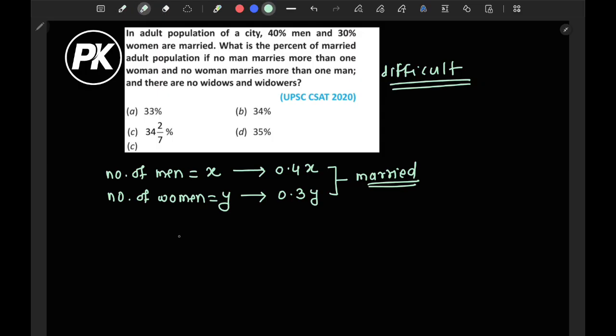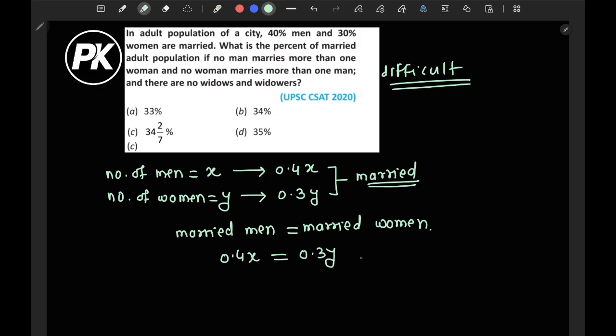That means the number of married men is equal to the number of married women. That is given. Now, how many married men are there? 0.4x. And how many married women are there? 0.3y. Okay, so that is equation number 1.